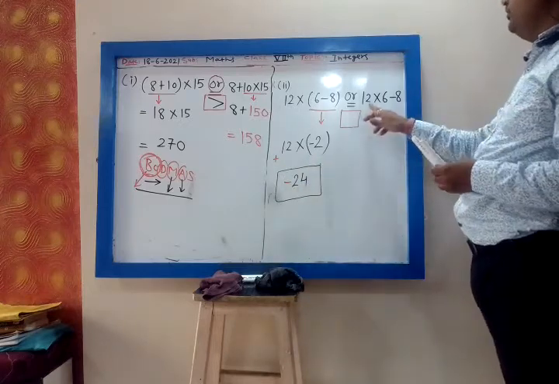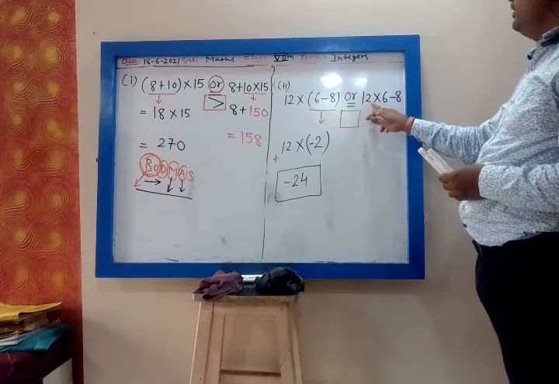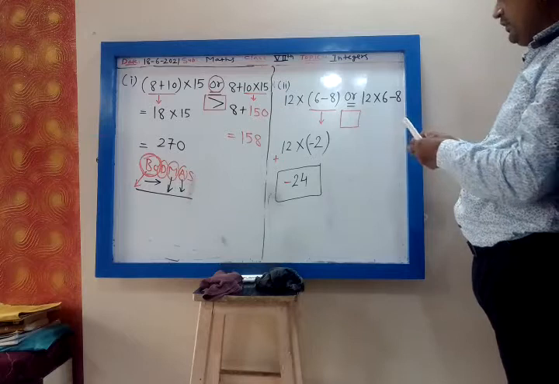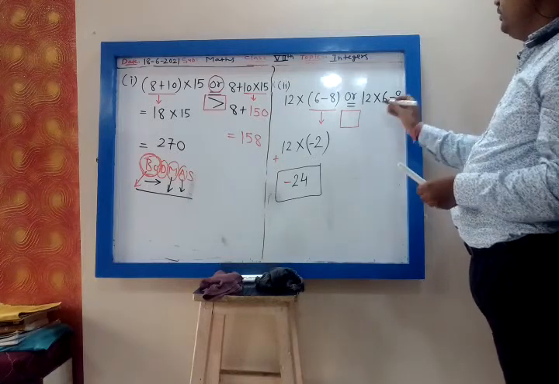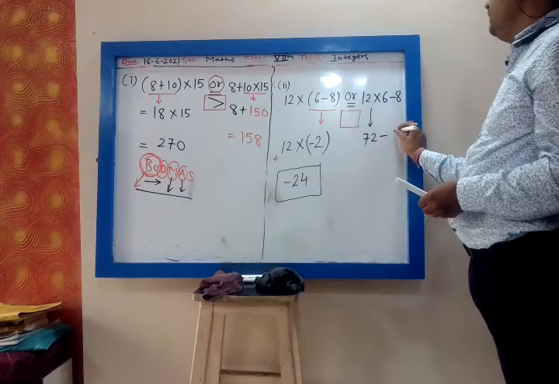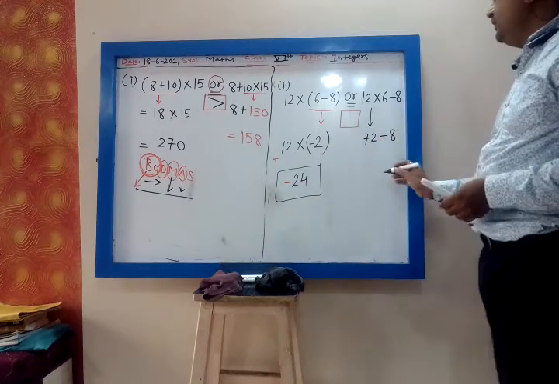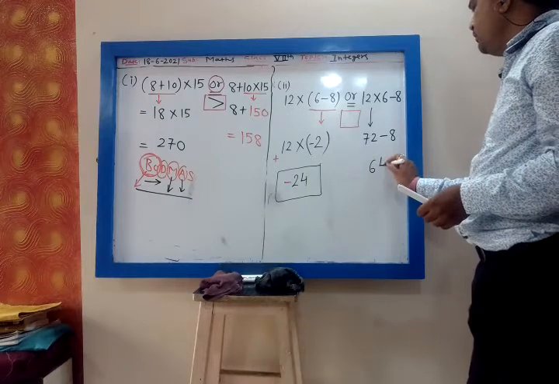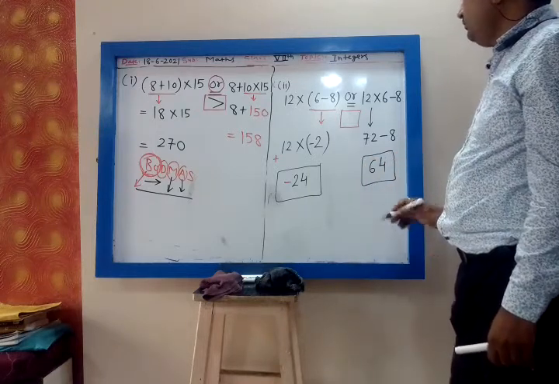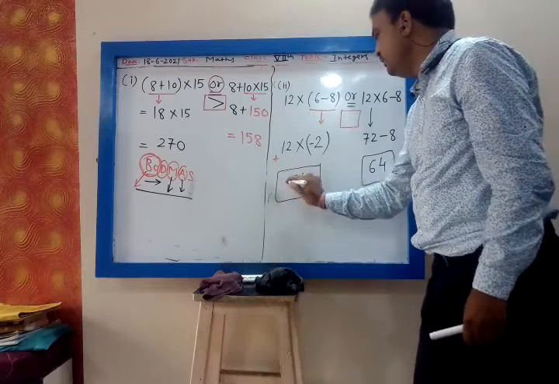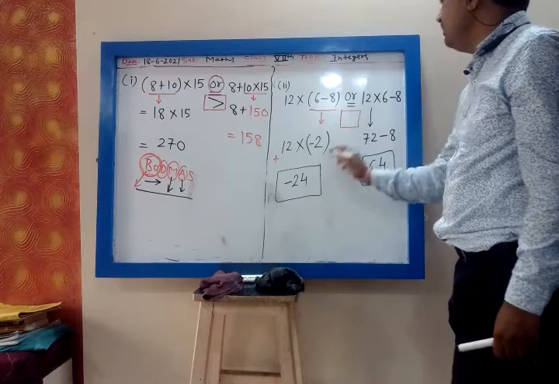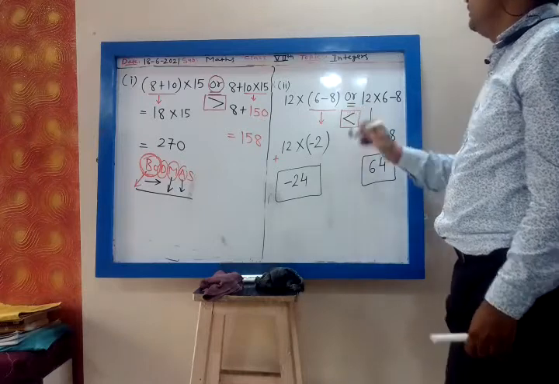Now you have to apply BODMAS. First you will perform multiplication. So 12 into 6, 72, minus 8, that is 64. Now this is minus 24 and this is plus 64. A positive number is bigger than a negative number, so the symbol will be this type.